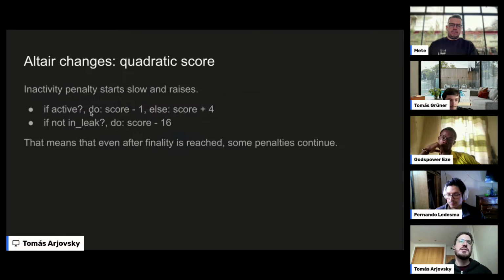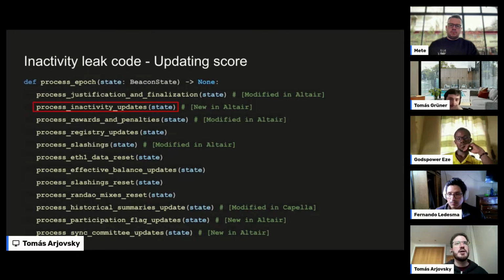And the way that this works is that you have an inactivity score. Basically, the two things that can happen is if you're active, then your score lowers by one, and if you're inactive, your score goes higher. And if we are not in a leak, then everyone's score, even the offline people, will go down. But you don't get penalties based on whether you're offline or online now. You get penalties based on your score. So if you have been offline a lot in a leak and then the leak stops, then you still will get penalties.